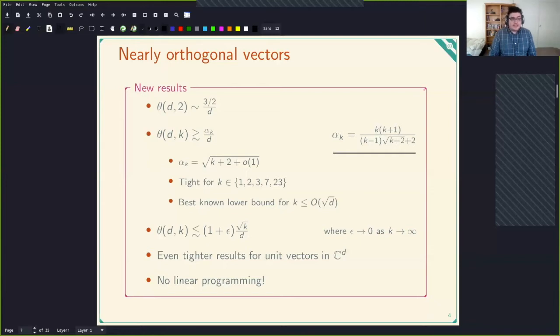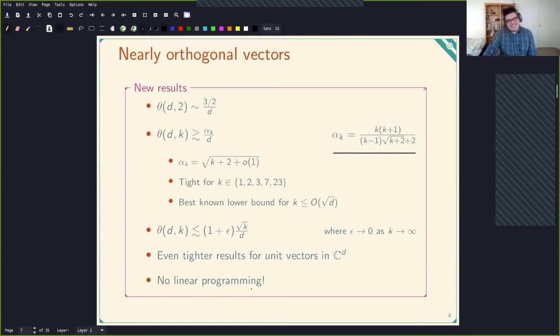We get even tighter results for unit vectors in the complex space. So we could think about exactly the same problem over the complex numbers instead of the real numbers. And all of these results translate very naturally to that setting. There's very little that's special about the real numbers. All that changes is this alpha k changes its value slightly. And we get even tighter results in the sense that it's perhaps tight for all k. We don't know for sure. It's related to an open question that I'll mention later.